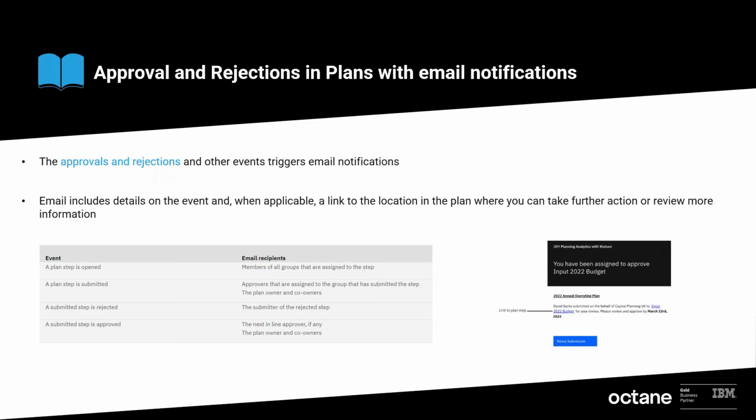So when I say events, the events could be such as opening a plan step, submitting a particular step, or for that matter, approving or rejecting a step. These are some of the examples that actually trigger those emails. The email that will be going out could also have a link that takes the user directly to the plan step in place. So that's a very, very good capability, I would say, that has been added. So this makes the planning process a bit easier for the users to follow.